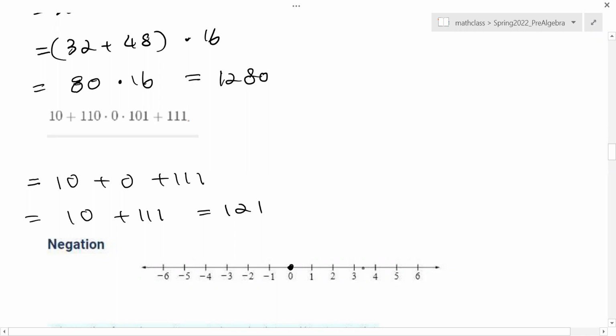If it's horizontal, the numbers on the left-hand side of 0 are negative numbers. The numbers on the right-hand side of 0 on a coordinate line are positive numbers, okay? That's the meaning of the negative number, okay?